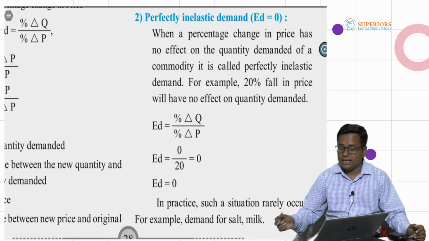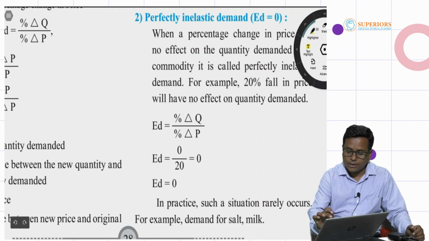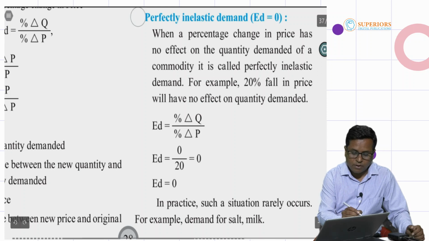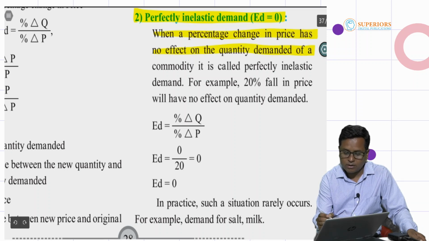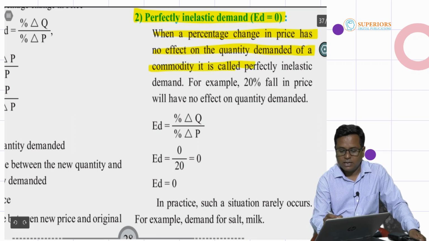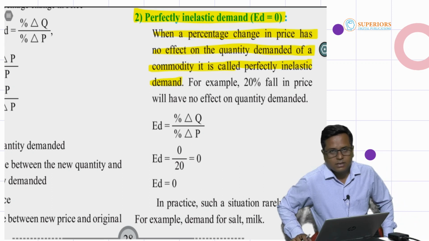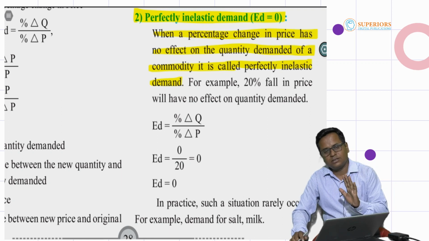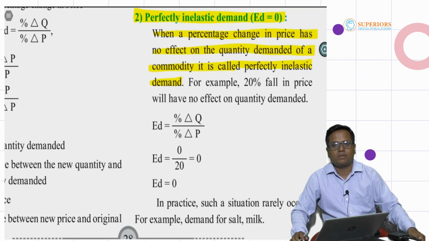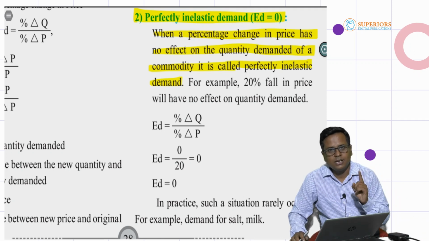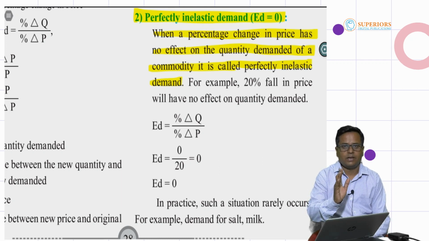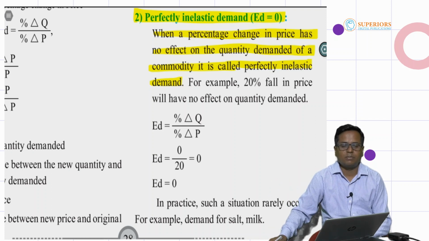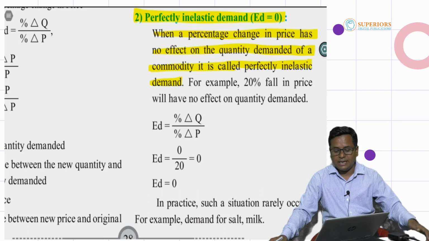Perfectly inelastic demand means when a percentage change in price has no effect on the quantity demanded of a commodity, it is called perfectly inelastic demand. Means if demand is remaining constant even after a rise or fall in its price, that time it is called perfectly inelastic demand. Means price is changing, but demand is remaining constant. When change in price does not affect the quantity demanded of a commodity, it is called perfectly inelastic demand.